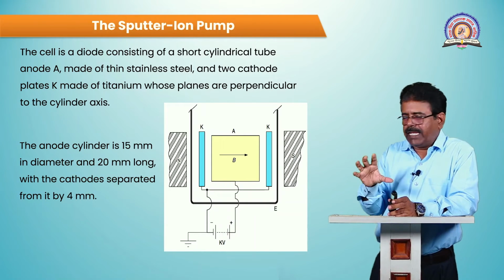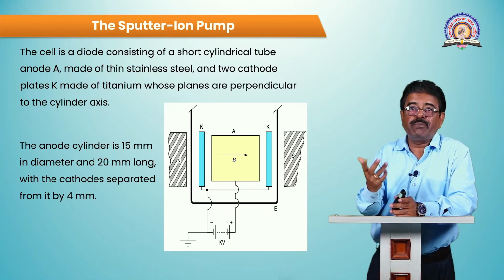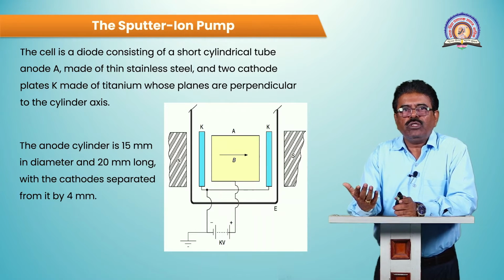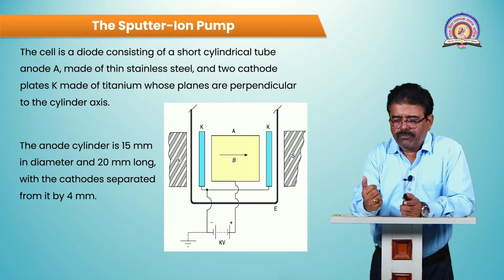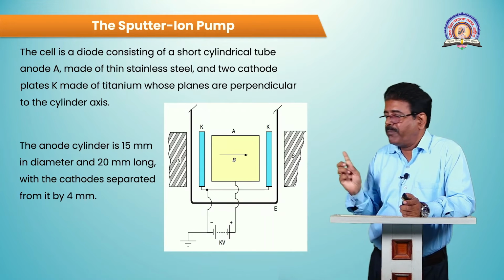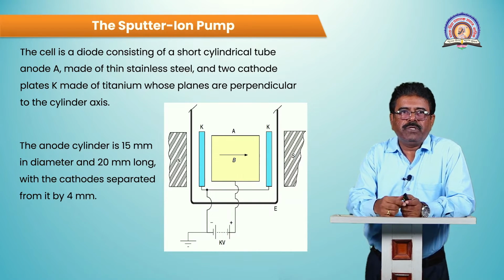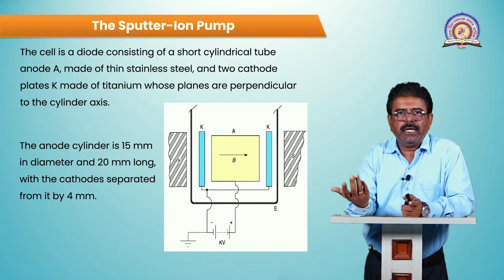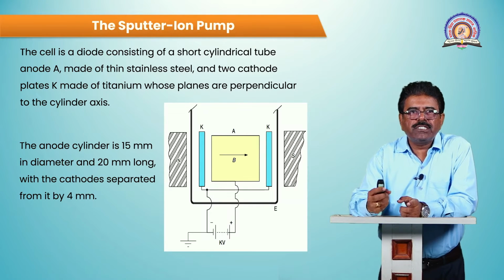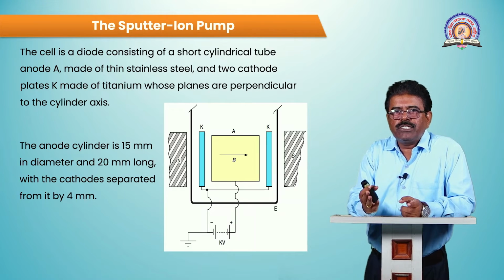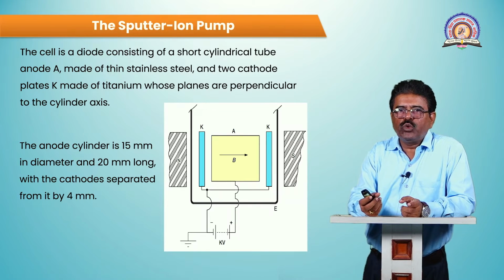So there is a cell, which you can call a penning cell. Simply, it is a diode. Why is it a diode? Because there is a pair of electrodes, cathodes and anodes. So the cell is a diode consisting of a short cylindrical tube anode A.